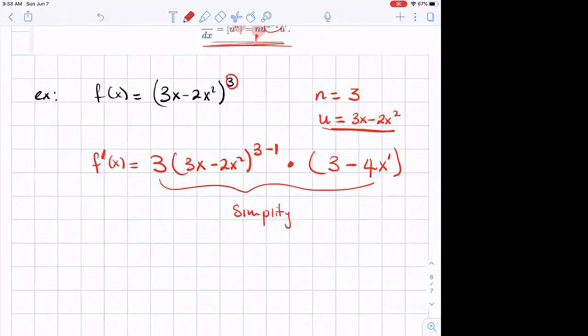Yes, if you look at the last class notes, we have higher order derivatives. It could be f double prime. But f double prime just means you have to take f prime first.